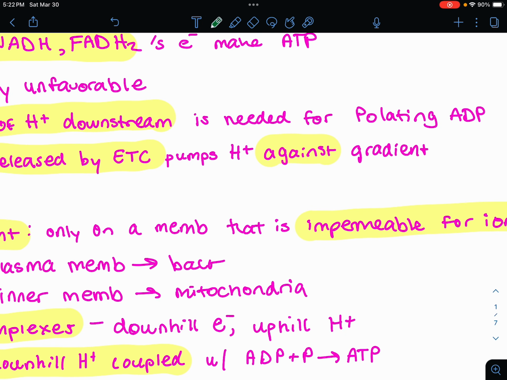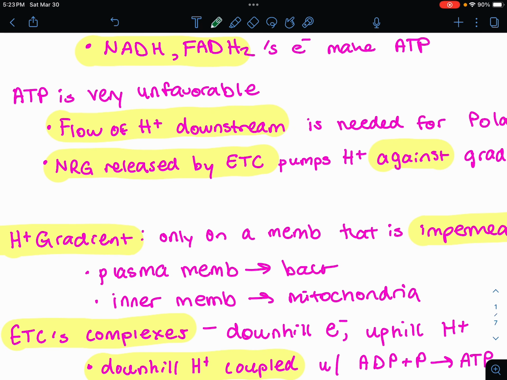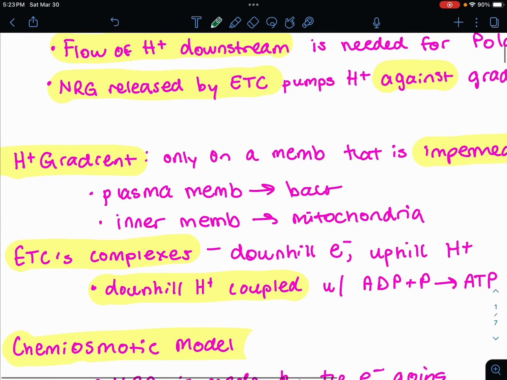So what do we mean by against the gradient? We're going from an area of low concentration of protons to the outside of the inner mitochondrial membrane, which has a large amount of protons. So we're going from low to high instead of high to low. That's through the ETC. However, we also have the flow of protons downstream through the ATP synthase, and that's what's going to help us do the phosphorylation.